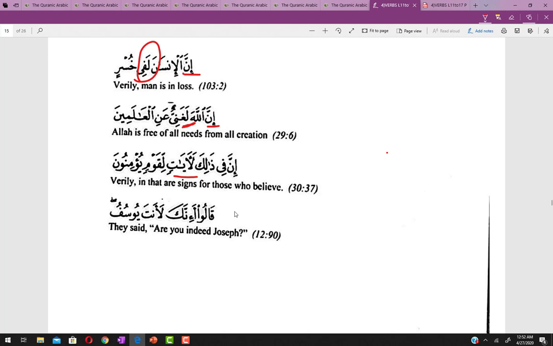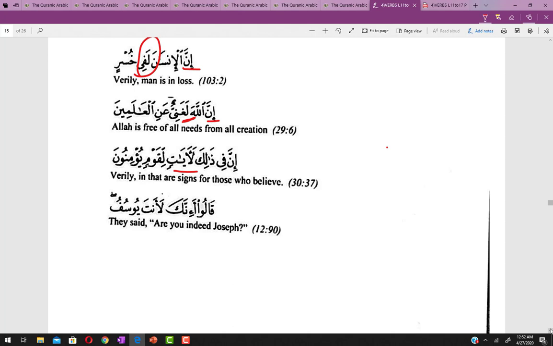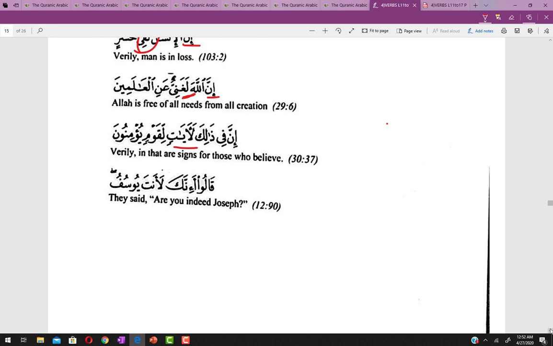And we have qalu innaka la anta Yusuf. They said, are you indeed really Yusuf? So the brothers of Yusuf were so shocked and they are asking with so much emphasis. Innaka la anta. So lam tawkid is coming with a pronoun here. Are you indeed really Yusuf?